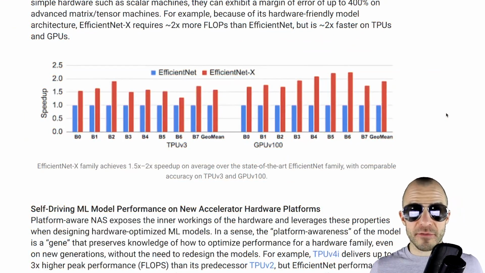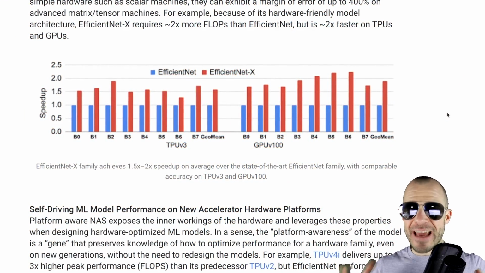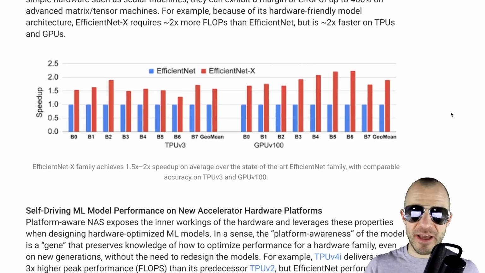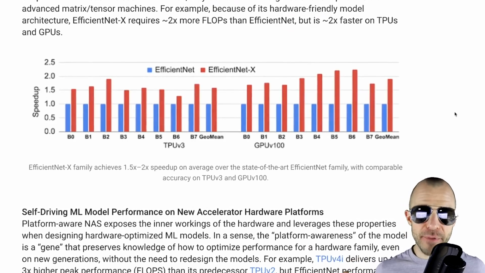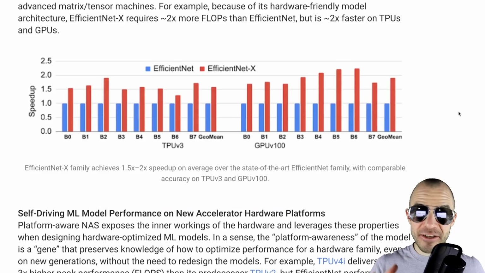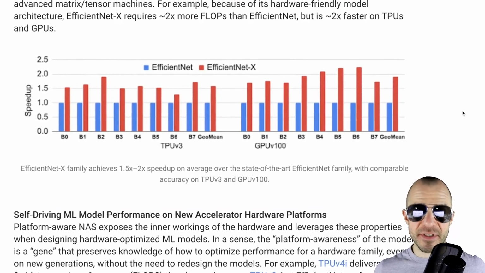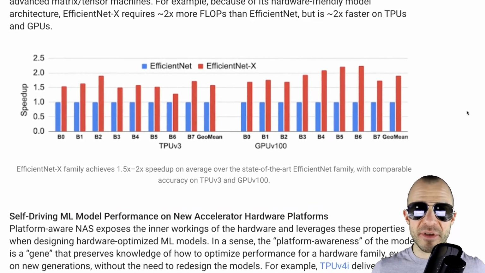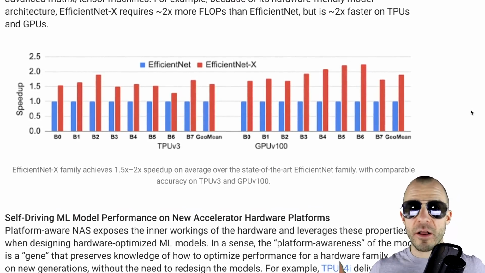So the final result of this paper is a model family called EfficientNet-X. EfficientNet-X largely matches EfficientNet, which is sort of a classic computer vision model. It largely matches that in terms of accuracy, yet it is much faster because it uses the underlying hardware a lot better. What the paper also does is it decouples the measure of flops, floating point operations, from actual performance.